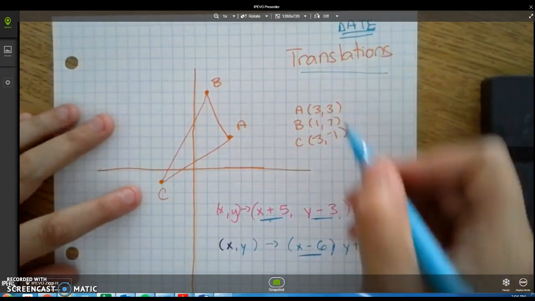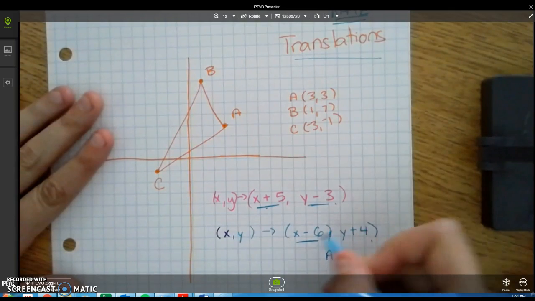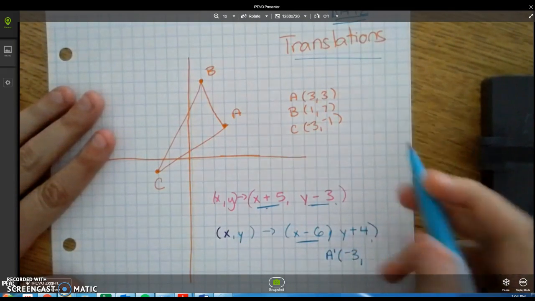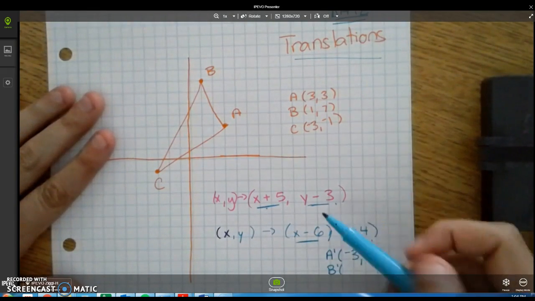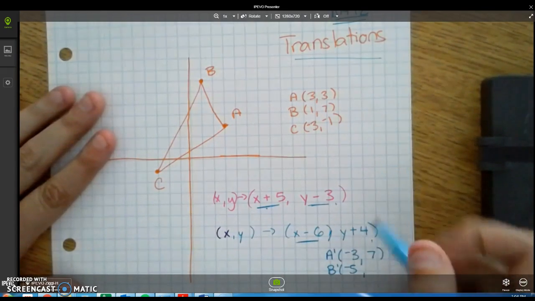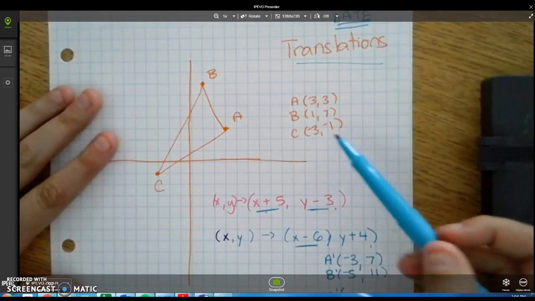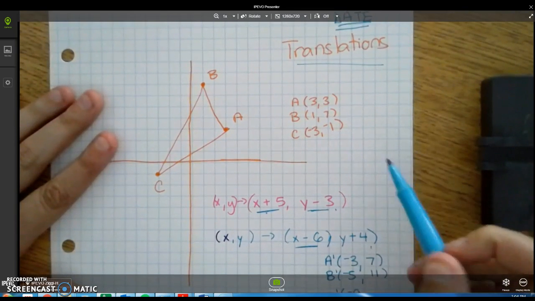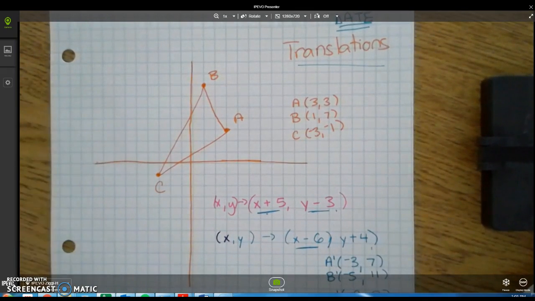It says x minus 6, so I can get all these points by doing what it says. A prime, when I do minus 6, 3 minus 6 is negative 3. 3 plus 4 is 7. B: 1 minus 6 is negative 5. 7 plus 4 is 11. C: negative 3 minus 6 is negative 9. And negative 1 plus 4 is 3. So I could plot that.